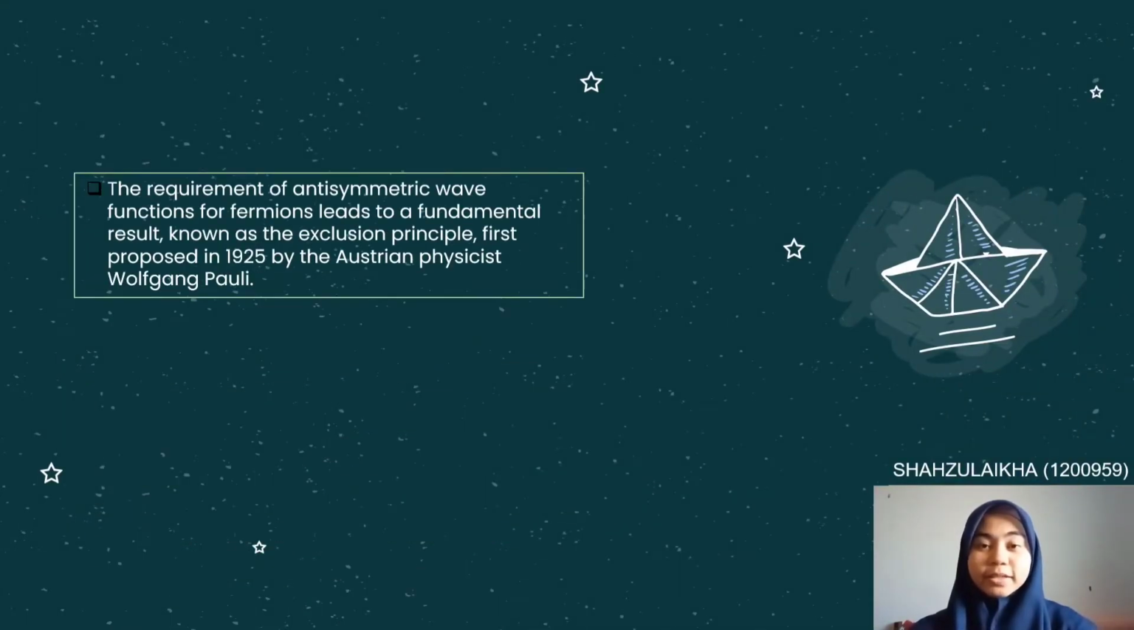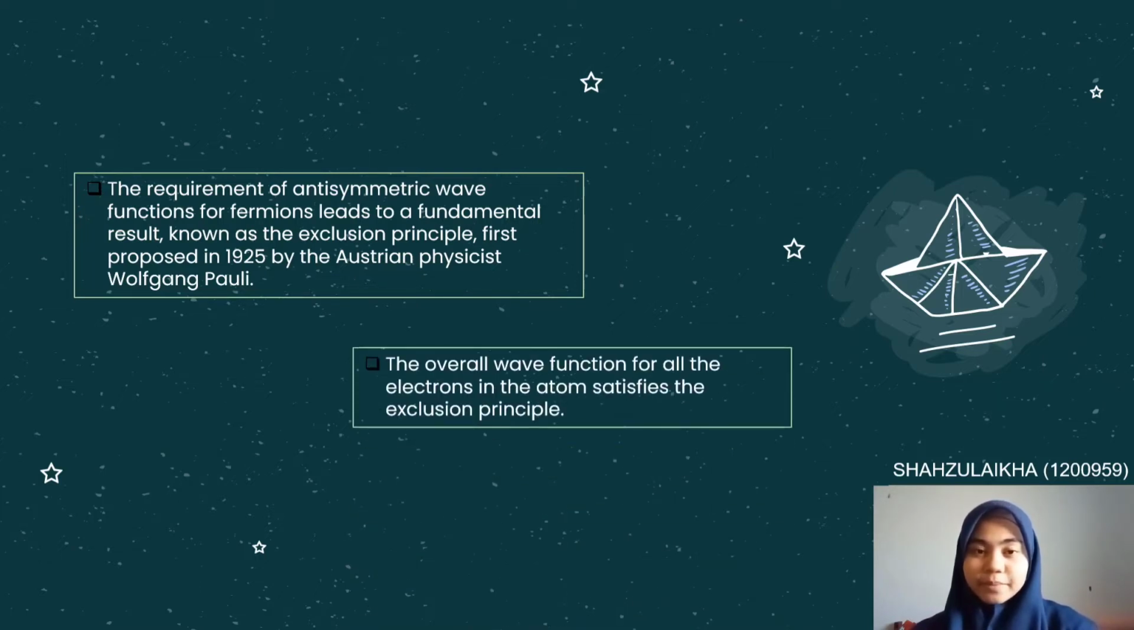The anti-symmetric wave functions for fermions led to a fundamental result known as the exclusion principle, first proposed in 1925 by the Austrian physicist Wolfgang Pauli. Therefore, two electrons in the same atom cannot have the same set of values for the four quantum numbers, which are n, l, m, and ms.